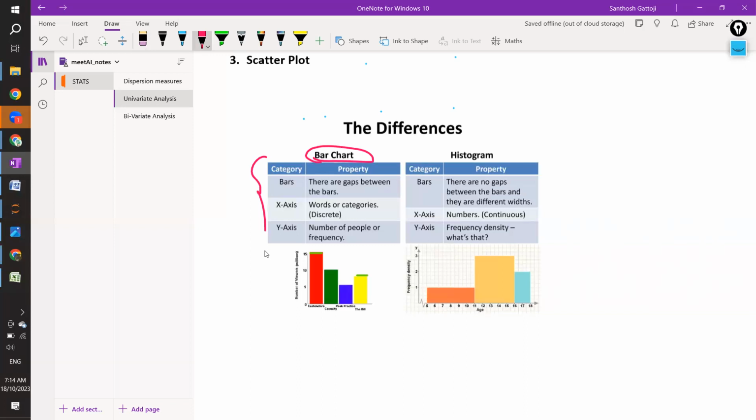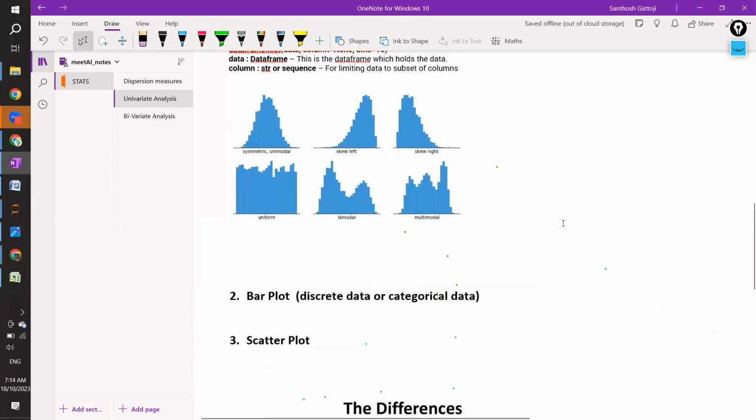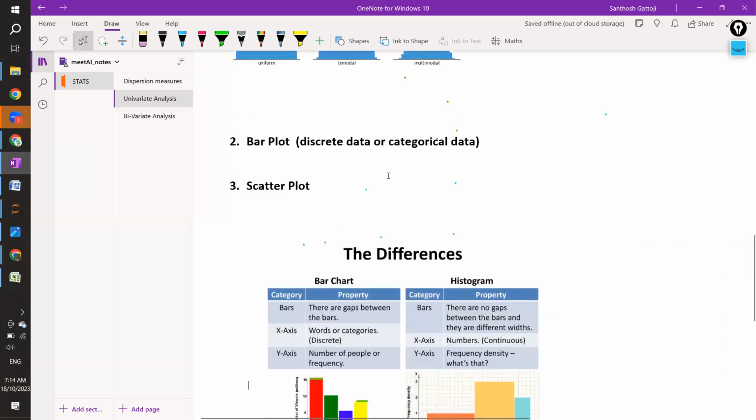Okay. Fine. So I hope you have a good understanding now of what a histogram is and what a bar chart is. By looking at them, you can understand. So that is regarding these two graphs. And the third thing, you have something called a scatter plot, guys. We are going to see the scatter plot in bivariate analysis.